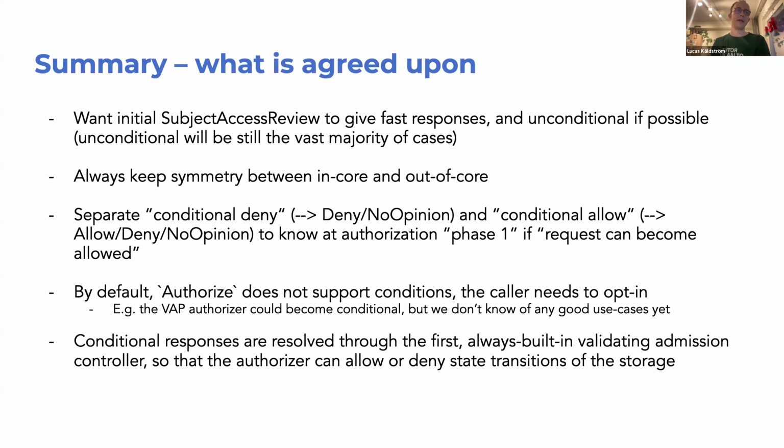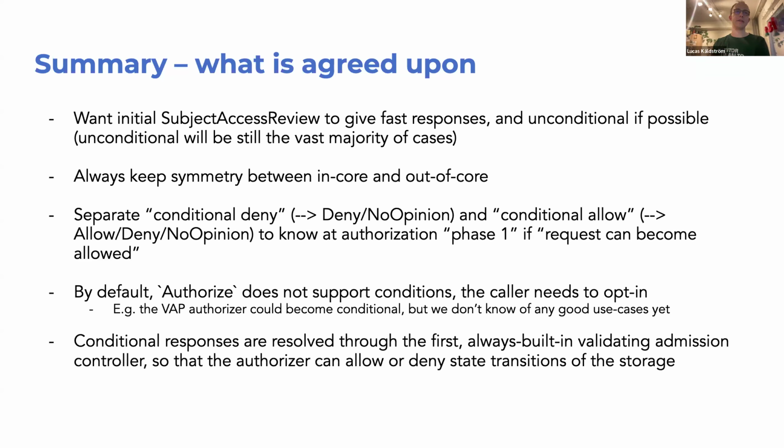Then always keep symmetry between in core and out of core. We do need to separate, no matter what we do, the notion of can this ever become allowed? If it's a conditional, can it ever become allowed? Or is it always either a deny or no opinion that it produces? Or can it become anything: allow, deny, or no opinion? So that at phase one we can know, when seeing the first conditional response, whether we should continue checking for something that can become allowed, or whether we are good short circuiting here and continuing later.